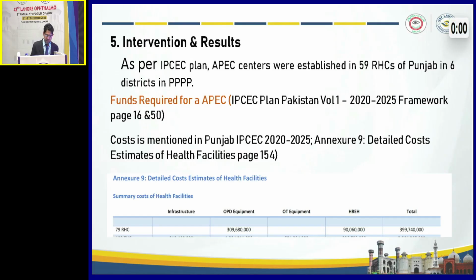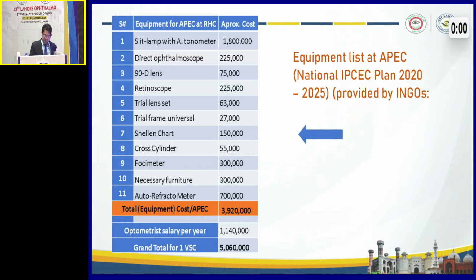And what we have done in Punjab, and in the bottom there is a table, I took the picture of the IPAC Punjab, and we have already approved 79 rural health centers as APAC. The cost is already written there, and these instruments are already mentioned there, and it will cost 4 million in total for the equipment. And we have advertised, and we have started advocacy to the health department about this.